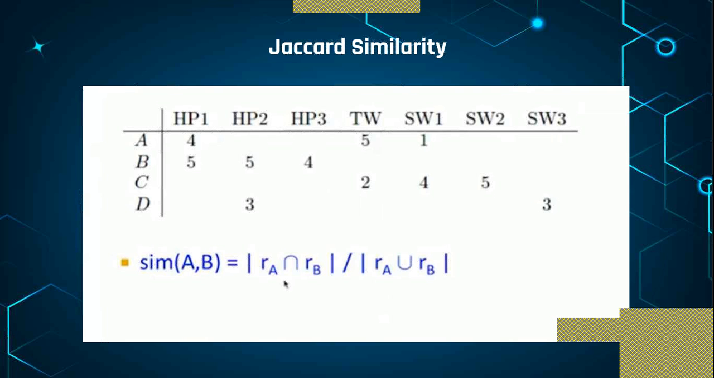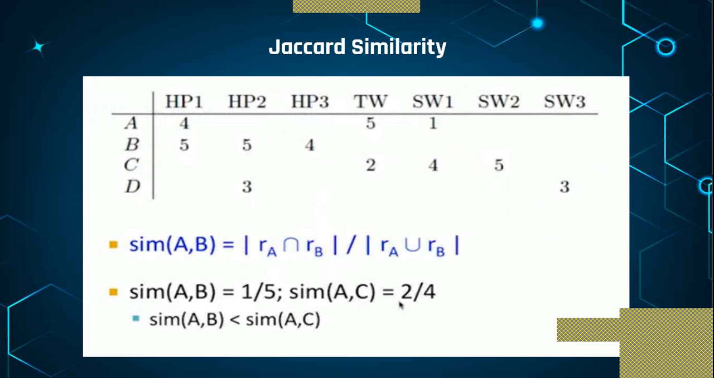So what we are doing here is finding the intersection and the union of rating A and rating B. When you find the intersection of rating A and rating B, we get 1 out of 5, and for the similarity between A and C, we get 2 by 4. Now, let me explain this in detail. What do we mean by 1 by 5 and 2 by 4 here?